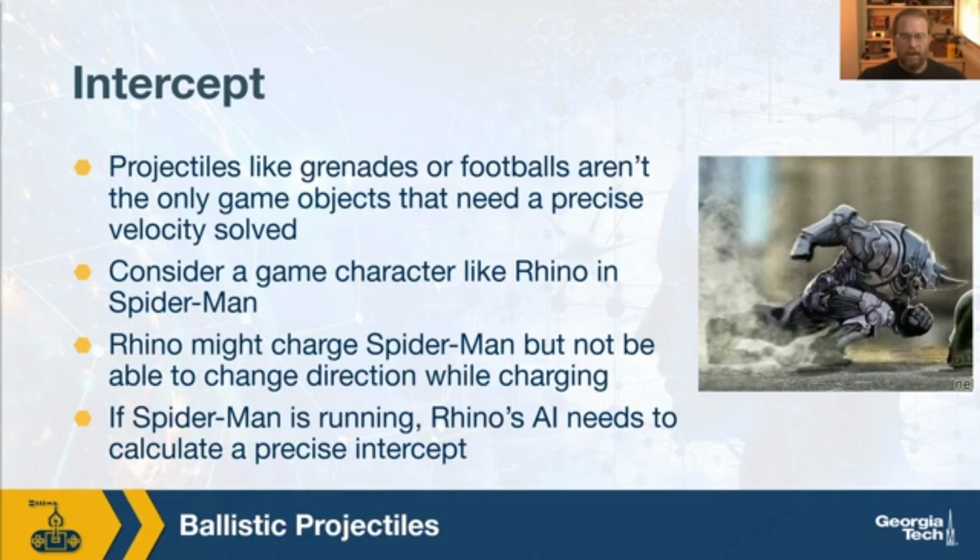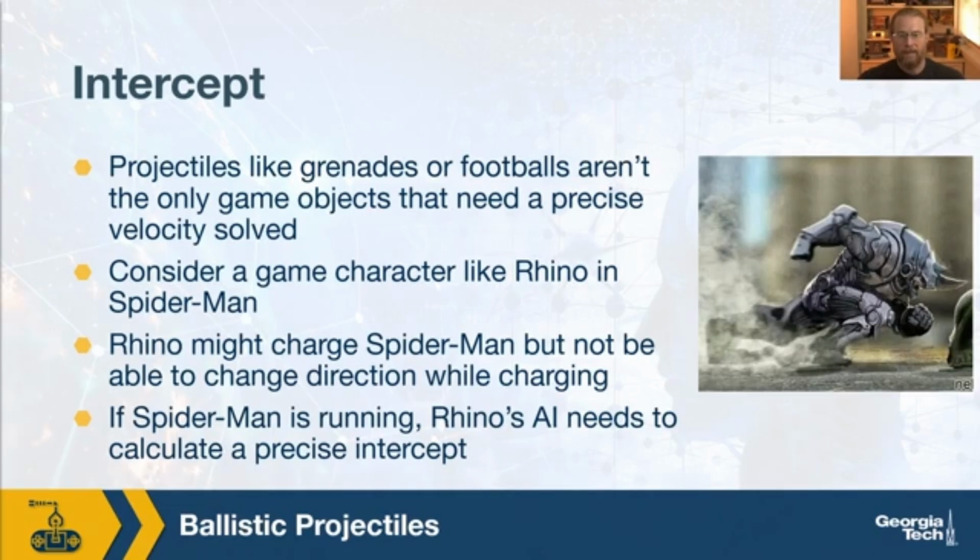So you might think of projectiles like grenades or footballs that the agent will be launching at a target. Of course, those are scenarios where we would want this precise velocity determination for the ballistic trajectory. But there are also other scenarios you might consider. One might be for a character that moves on the ground. For instance, in the Spider-Man universe, there's a bad guy, Rhino, and when he gets angry trying to attack Spider-Man, he charges forward.